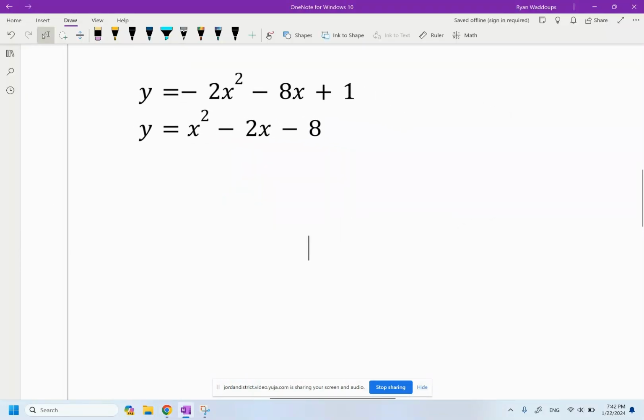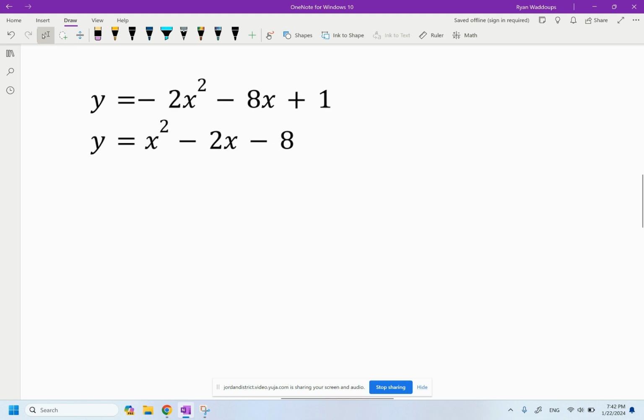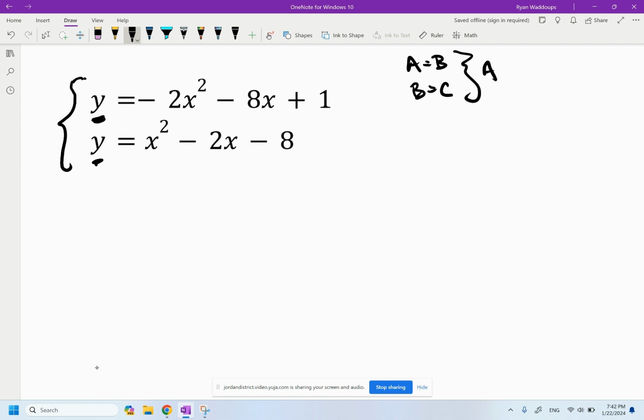Hello, welcome. This video is about how to solve a system of equations when you have two quadratic equations, like we see here. Because these are both equal to y, then these two expressions to the right are equal to each other. If you've got A is equal to B and B is equal to C, then we can conclude that A is equal to C.